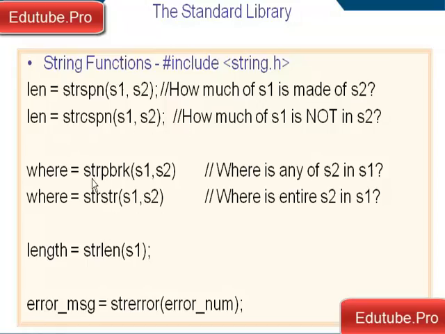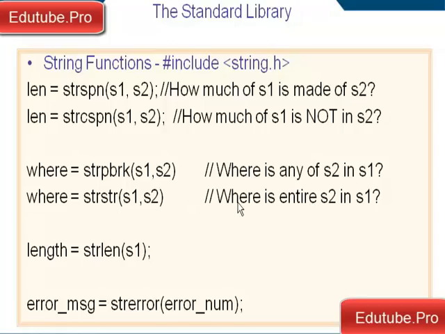Here is strpbrk. What we're looking for here is any place in S1 where any of S2 occurs. Where is any of S2 in S1? So we're looking to see if any characters of this are located in there. Whereas strstr looks for the entire string of S2, not just any sequence of characters, but the entire string someplace in S1.